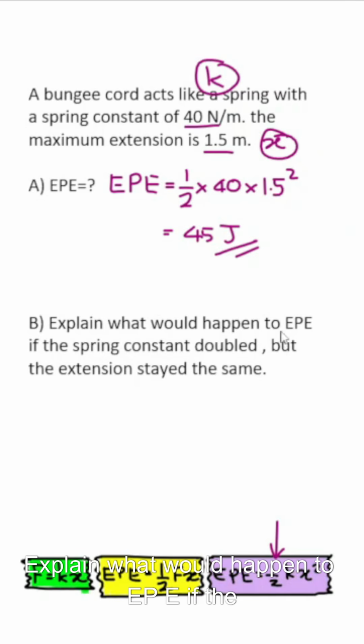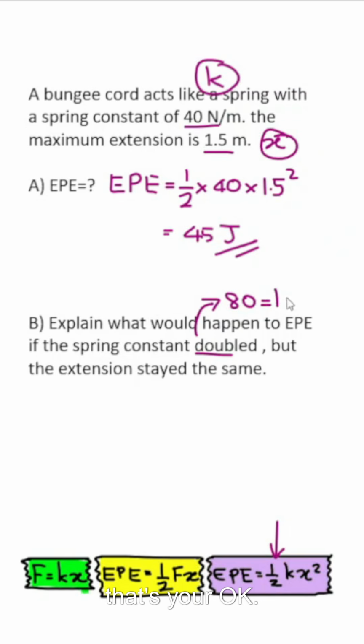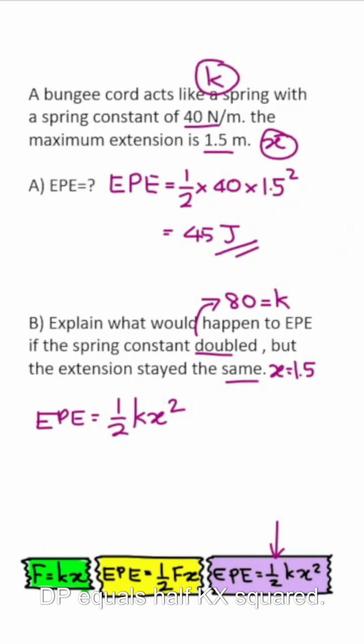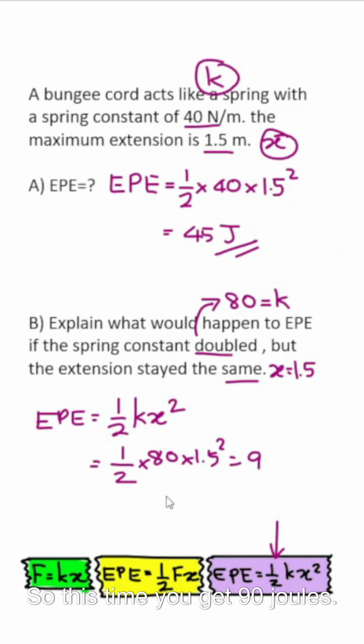Explain what would happen to EPE if the spring constant doubled. So the spring constant is not 40, it's 80 now. That's okay. But the extension stayed the same, so the extension is still 1.5. Let's use the same formula one more time. EPE equals half kx squared. So this time you get 90 joules.